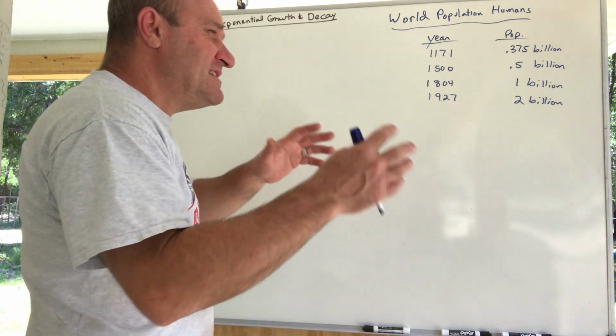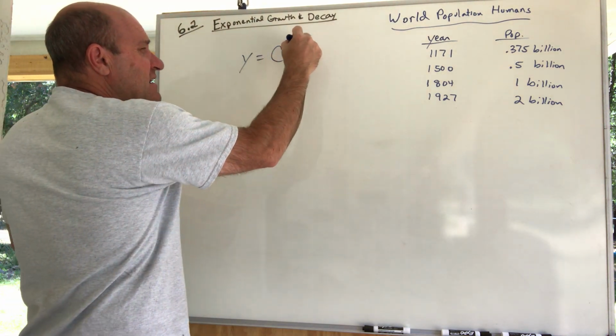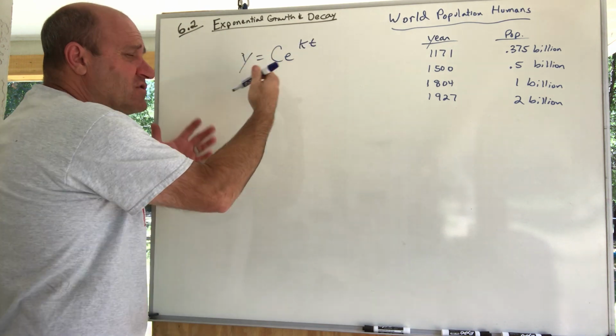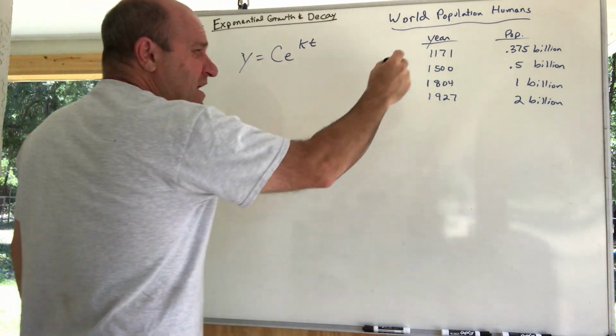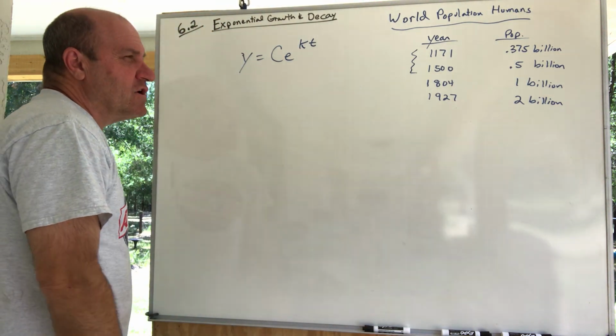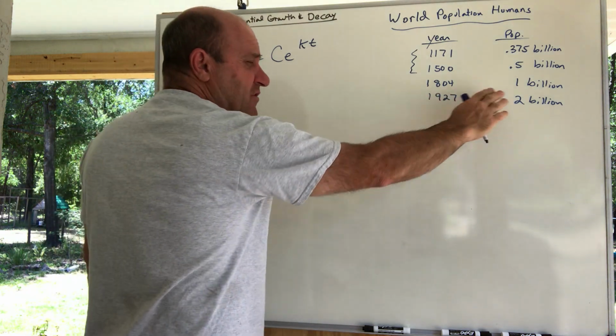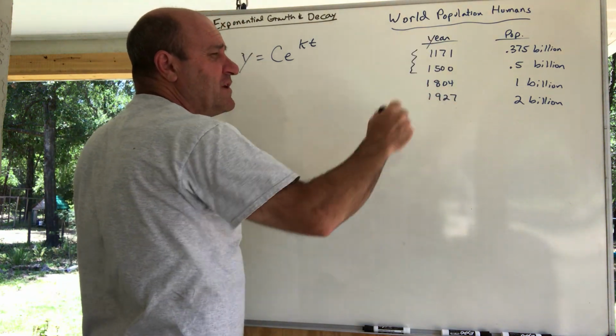So, if this data followed the model, y equals c e to the kt, the classic exponential growth model, and if I use this data to try to predict the future, I want to see what would happen. So let's see what happens. So here's what I do. Forget the other pieces of data for a minute. I'm going to use those two pieces of data.